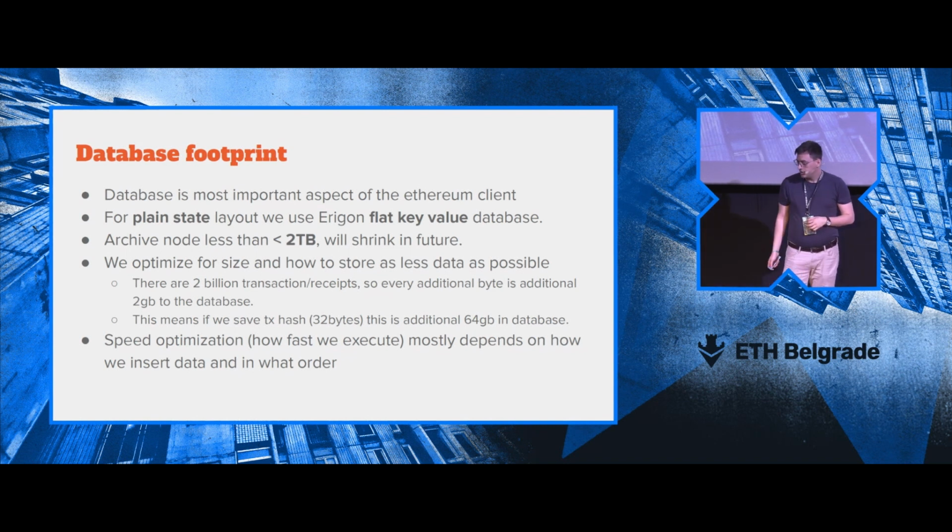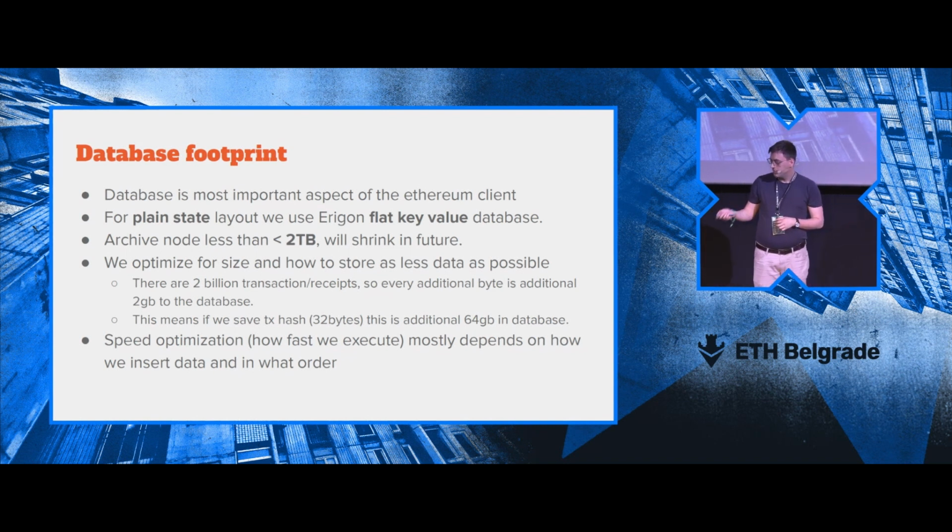For the plain state, we are using a flat key-value database. Our archive node is under 2 terabytes. We are very pleased with that. We'll probably shrink it a little bit in the future. There are some ideas that we want to implement. It's still a work in progress, and currently we are very satisfied that it's under 2 terabytes.